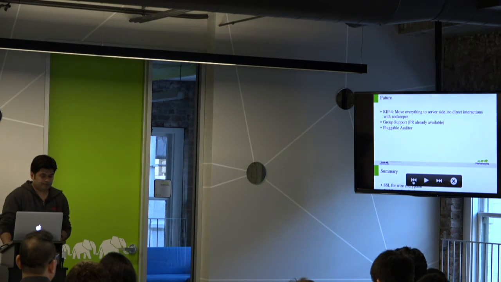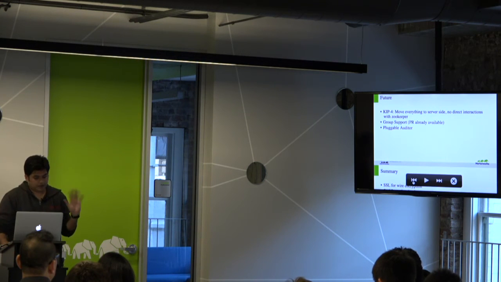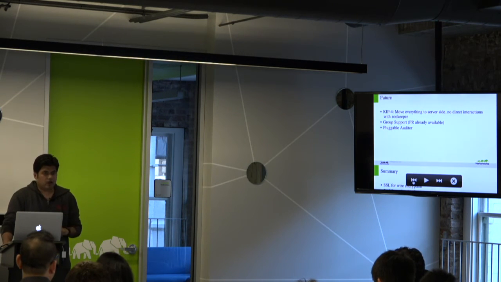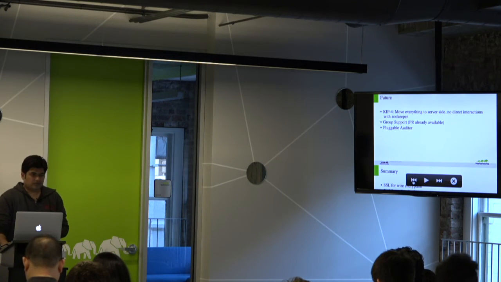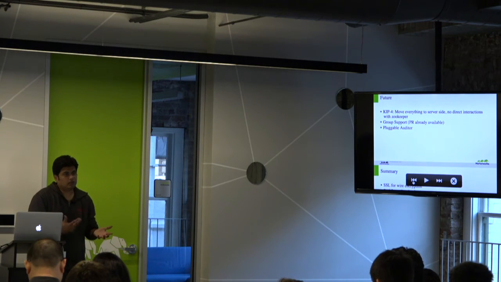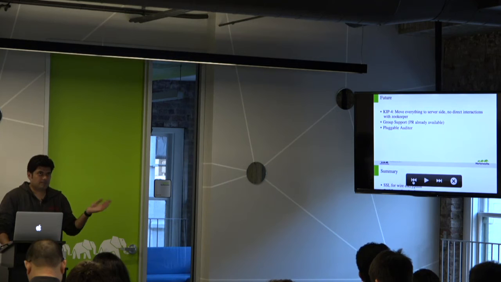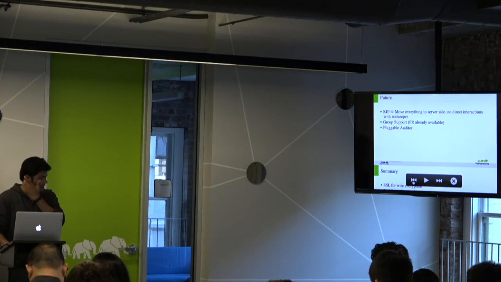on their behalf. The group support, PR already available since 6 months, but nothing going on there. Pluggable auditor, that is something that we plan to do, but it's not yet done. I don't know if people know about delegation tokens, but that's something that is under discussion, probably will happen very soon. And then there is impersonation, which is also not on this slide.